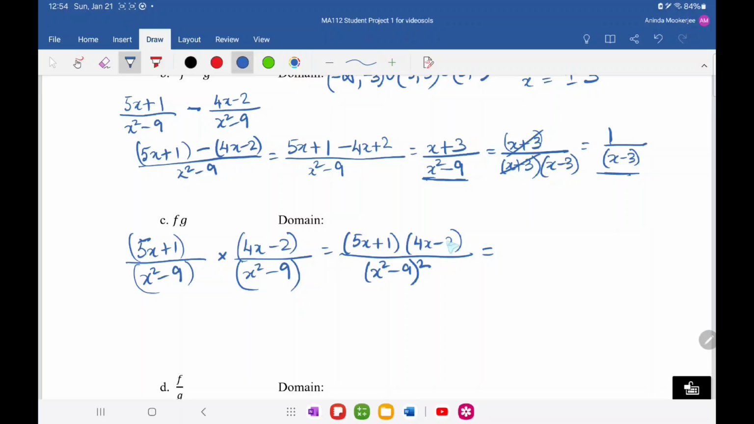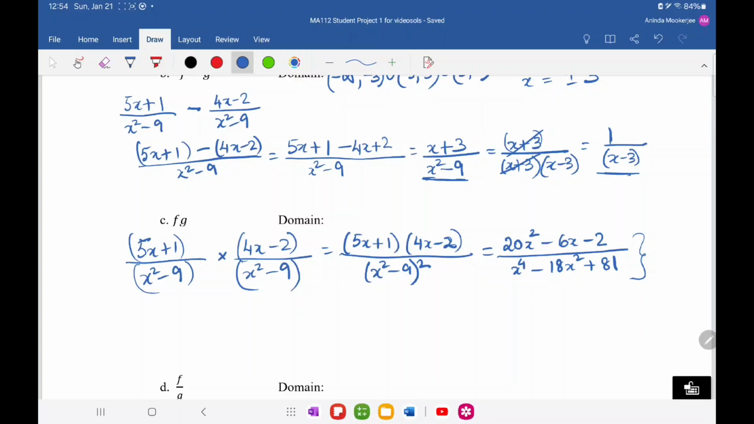So foil the numerator. Once we foil it, we will get 20x squared minus 6x minus 2 for the numerator. And for the denominator, we will get x to the 4th minus 18x squared plus 81. So we get another rational function after doing the multiplication, a new function obtained after combining f and g using the algebra of multiplication.